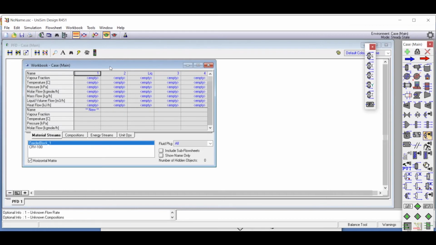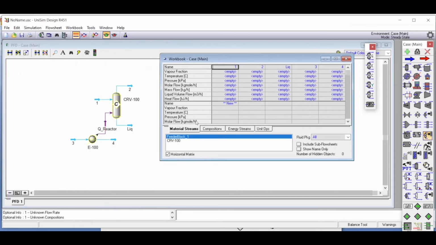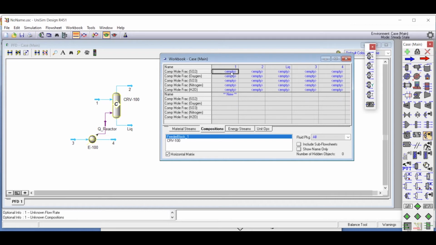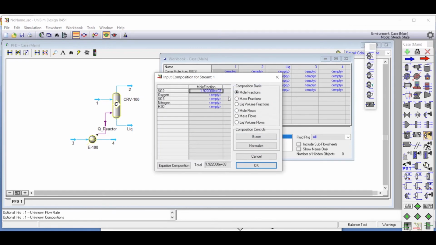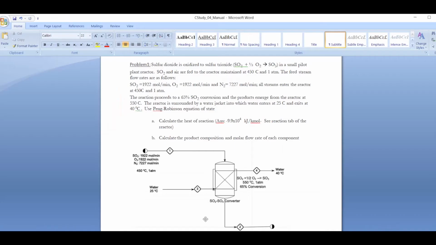So we go here, and first of course you define the composition. So you go here for the composition, and first one is of course the flow rate, 1922. But here this is not mole fraction, you go for the molar flow rate. So basically what we put here is 1922, and this would be actually the mole per minute. That's what it says. Okay, mole per minute. As you can see here, the flow rate is 1922 mole per minute. Same with the oxygen, and the nitrogen is 7227.